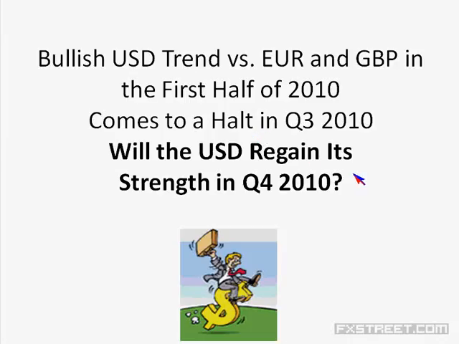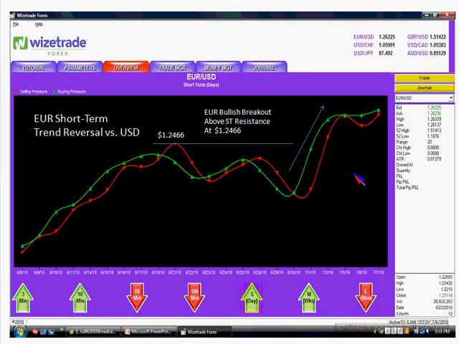Now that we're starting the fourth quarter of 2010, the logical question is, will the US dollar regain its strength in the fourth quarter? We know that the bullish US dollar trend versus the euro, the British pound, and other currency majors in the first half of 2010 has obviously come to a halt in the third quarter. So what will happen with the US dollar in the fourth quarter? Here's an example of a chart that I showed you in our previous webinar.